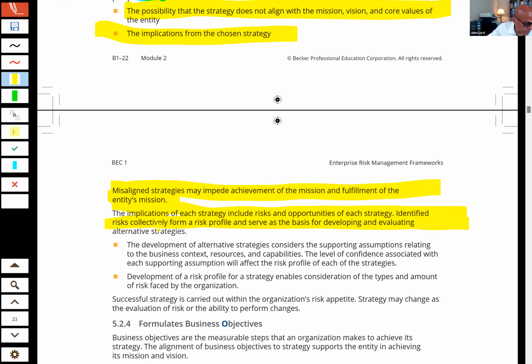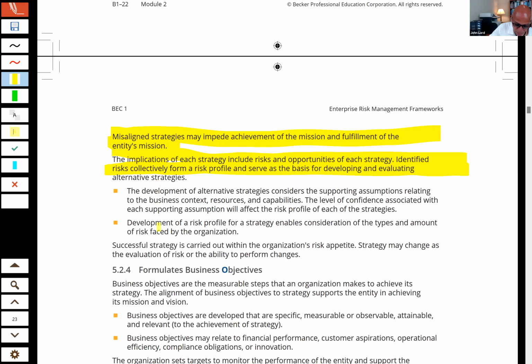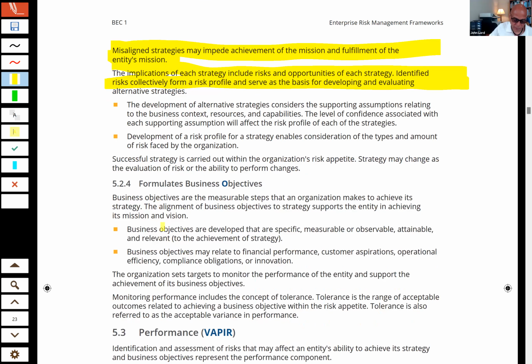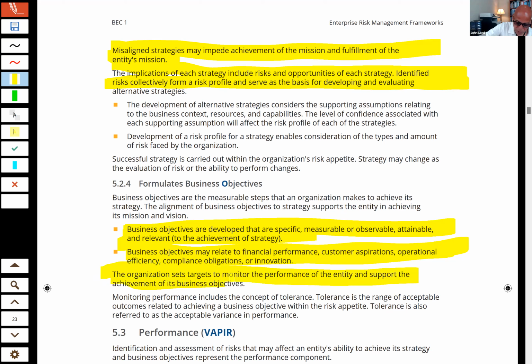Okay, now you come over and you take a look at our business objectives. When we form business objectives, they are developed to be specific, measurable or observable, and obtainable. Business objectives may relate to financial performance, customer aspirations, operational efficiency, compliance obligations, or innovation. So again, I think as business majors and accountants, we tend to think of the profitability side, but there are other objectives that an entity may have, and the organization sets targets to monitor the performance.